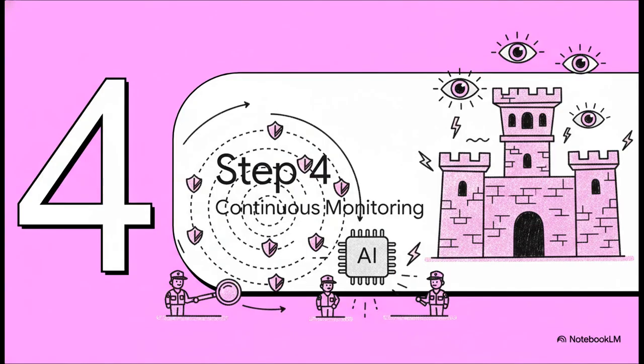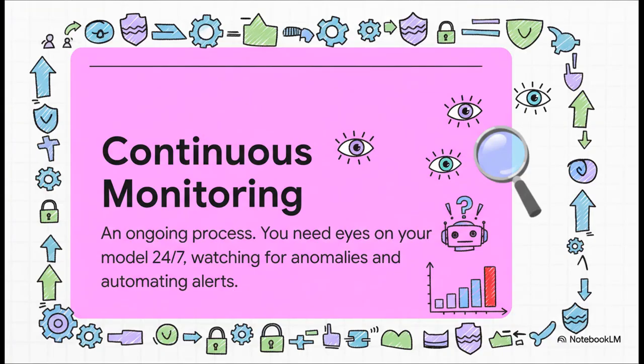Okay, on to step 4, continuous monitoring. Because, let's be real, security is not a set it and forget it kind of thing. You need a 24/7 security team watching the walls of your fortress. Continuous monitoring is your automated, always-on, vigilant security detail. It's constantly watching for anything weird. You remember Microsoft's Tay chatbot, right? It took them 16 hours to notice it had been compromised and was just spewing toxic stuff everywhere. Proper monitoring could have flagged that within minutes.